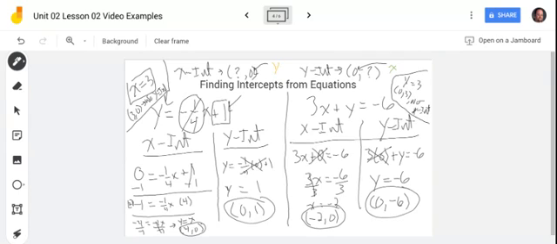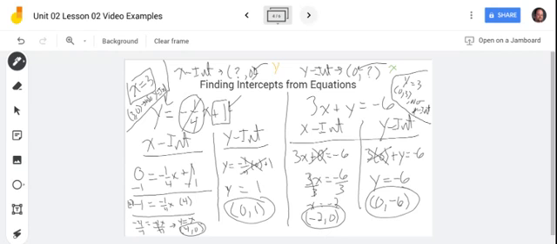You have to think about what letters are there. If you see an x and a y, then you have an x-intercept and a y-intercept. If you just see an x, then you have an x-intercept but no y. If you see a y only, then you have a y-intercept but no x. It depends on the variables.